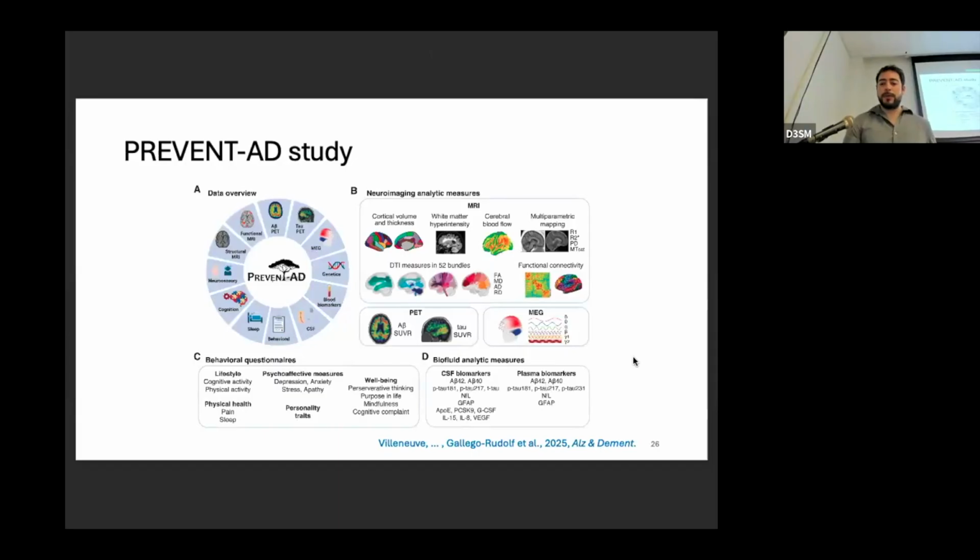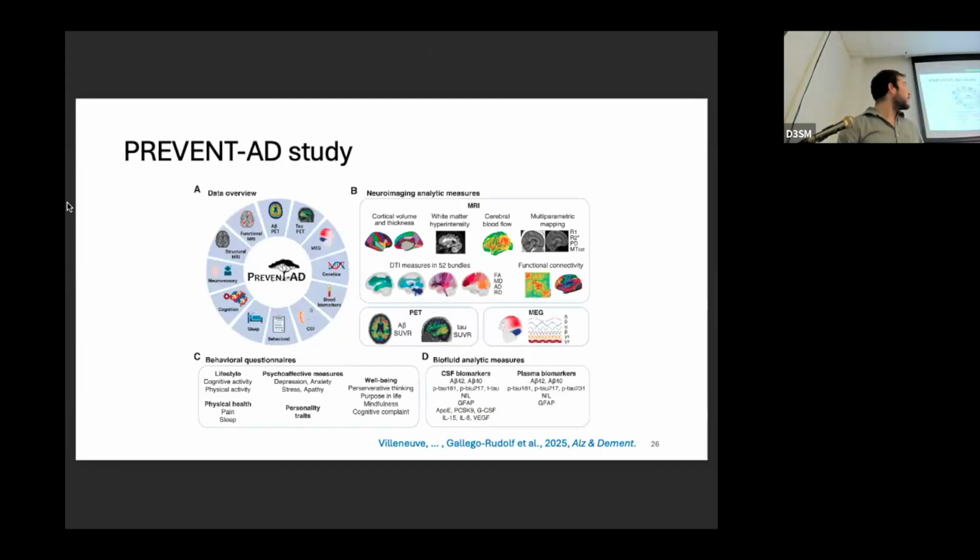This is a figure from a paper that we published this year, summarizing the data that is available in the PREVENT-AD cohort, which is now openly accessible for all of you. So I'm going to take a couple of slides also to promote the use of the PREVENT-AD data.